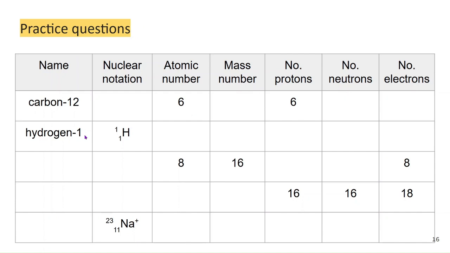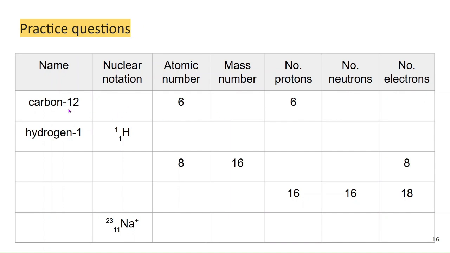So whatever number you see after the name is the mass of your atom or your element, right? Nuclear notation is this, right? We have protons and then mass number. Atomic number you can find on the periodic table. The mass number we know is the protons plus the neutrons. Then we have number of protons, number of neutrons, and number of electrons.